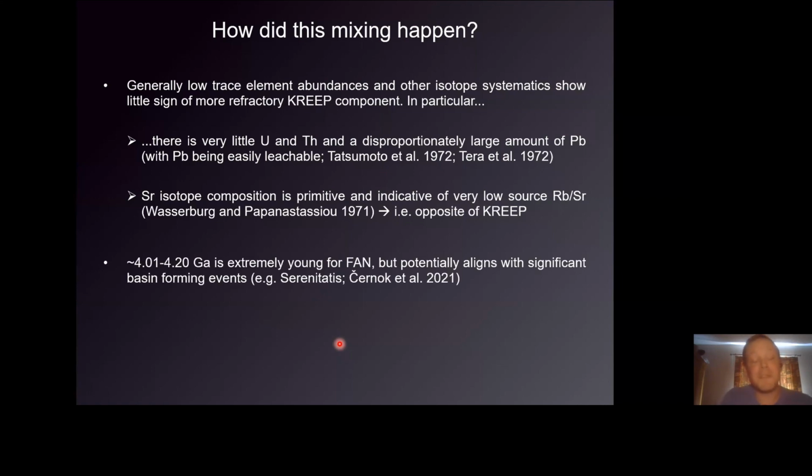And then finally, just the fact that the ages, as I said, for the argon, but also for these mixing ages, they're very young for what we would expect for the anorthositic crust, and it potentially aligns actually with what we see for some large basin-forming events, particularly on that older age range. You might even be up there with Anna Cernok's suggestion for the Serenitatis Basin. So I would tentatively suggest it's more likely that this is an impact-induced mobilization of lead on the lunar surface that's caused this.